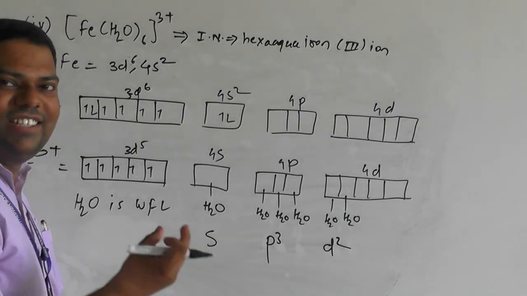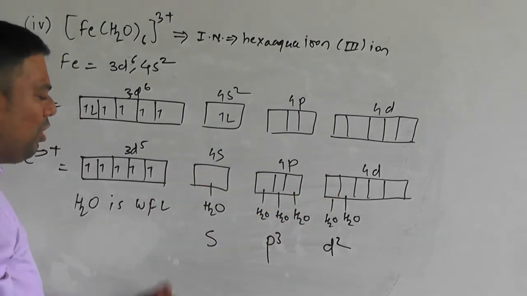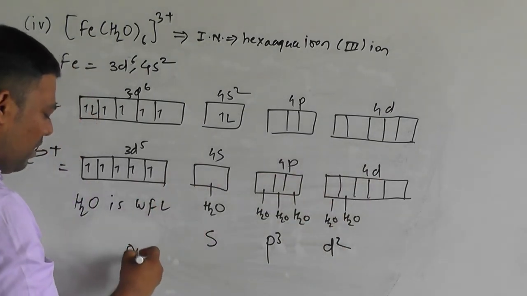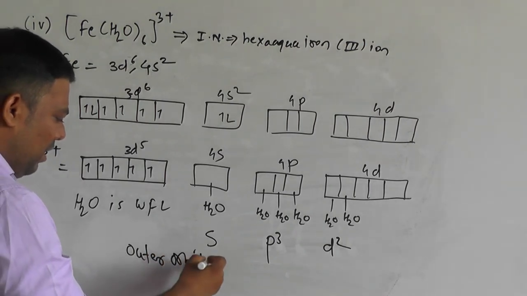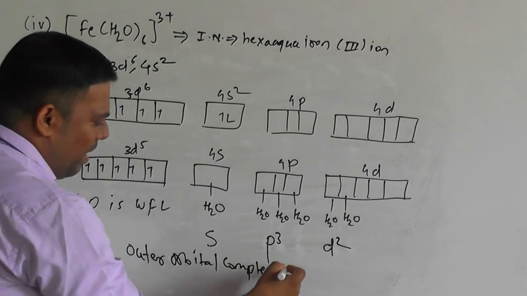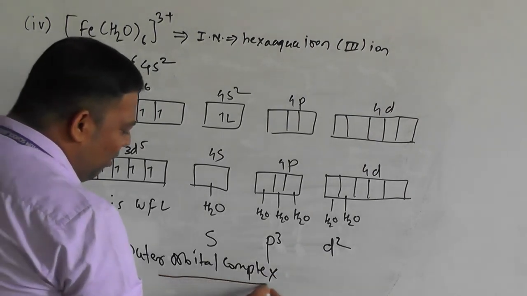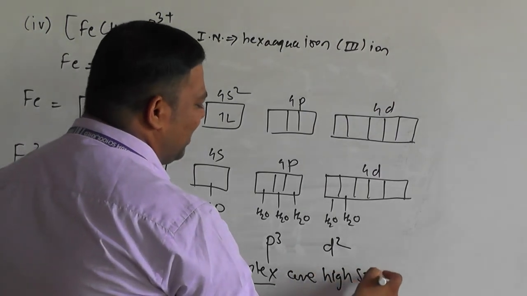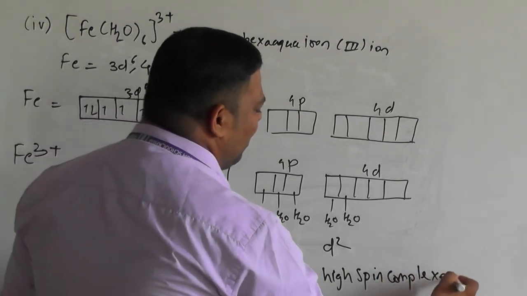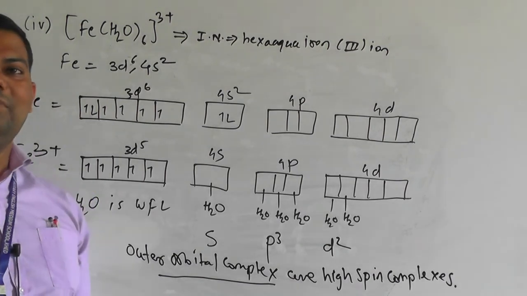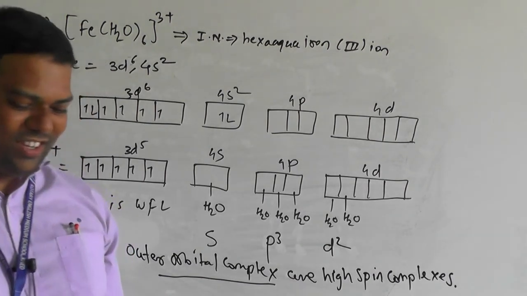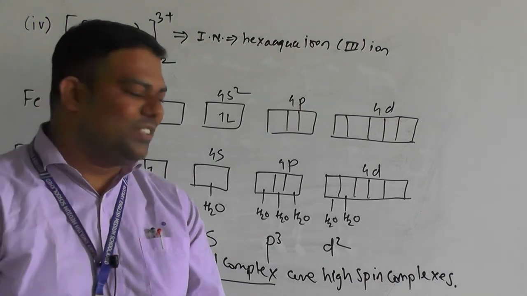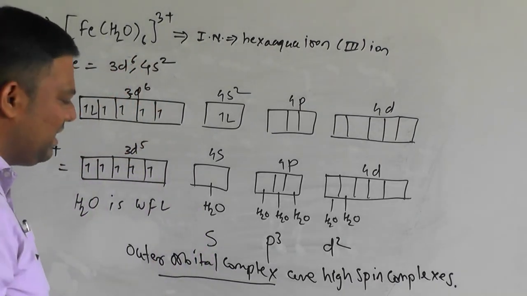Okay, what, beta? Yes, very good. It is an outer orbital complex, because they do not use the d-subshell, they use the outer one. Therefore, these are outer orbital complexes. And what are outer orbital complexes, beta? High spin complexes. High spin complexes. So, a remarkable statement. Okay, understood. So you have to pay attention to this part, outer orbital complex.